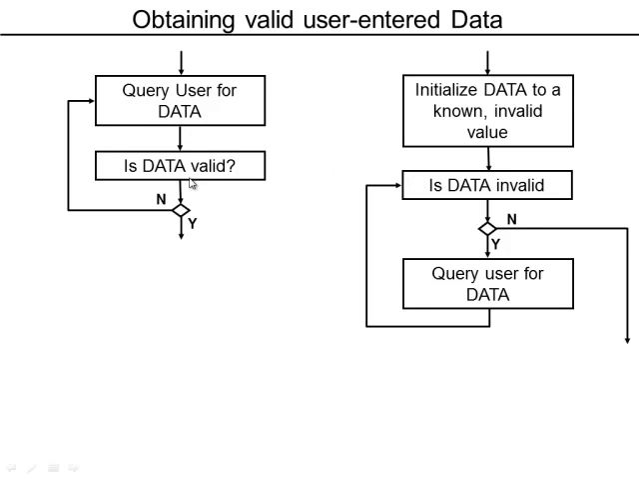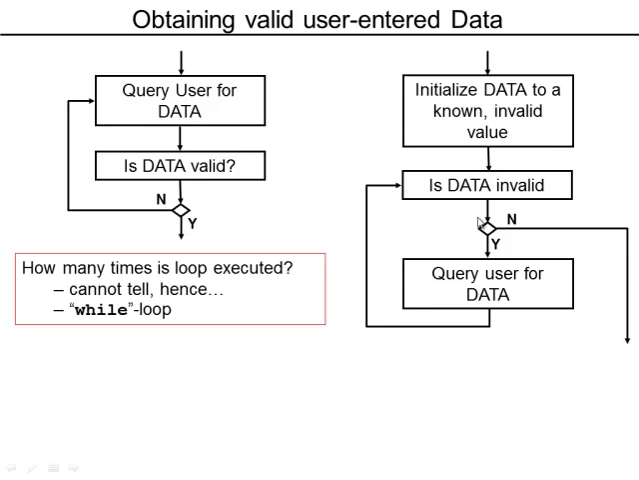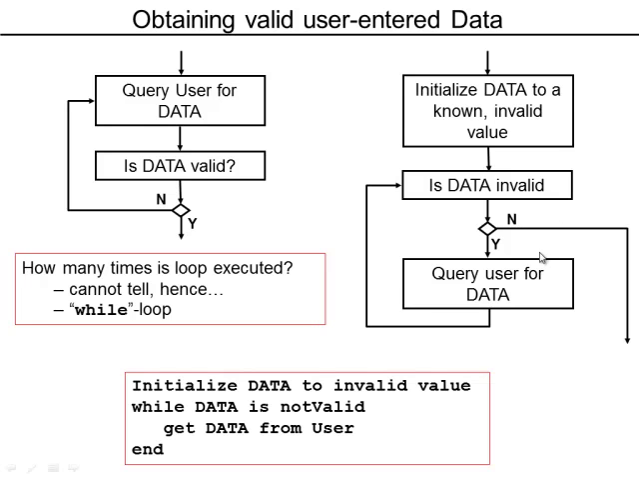Notice we've just switched around the order in which these two appear in the code. Here it was get the data, check if it's valid. Here it's check if it's invalid and get the data. To do this, we had to start with an invalid value to actually get into this loop. How many times will this loop be executed? Well, you don't know, because you don't know how many times the user is going to type invalid data. So therefore, if we don't know how many times the loop is going to be executed, it's usually a while loop.